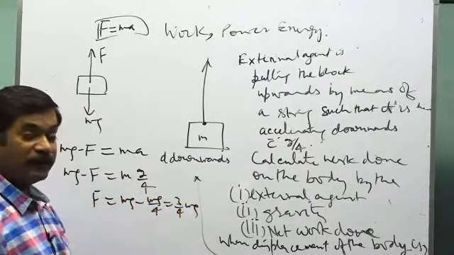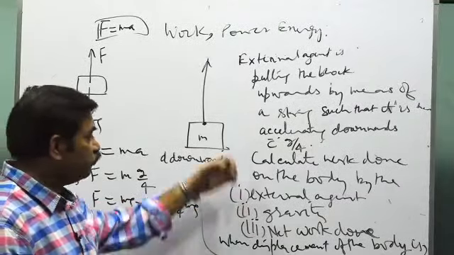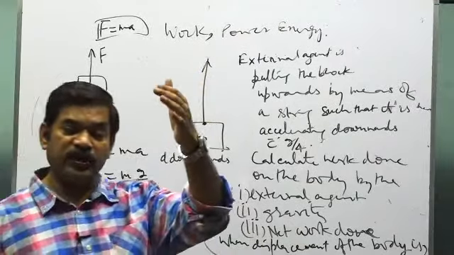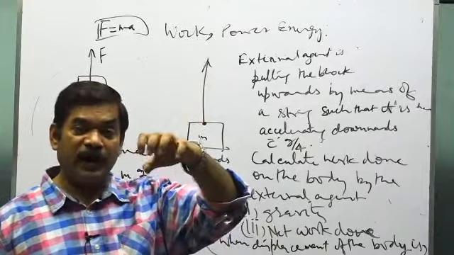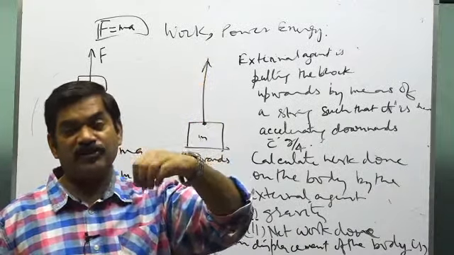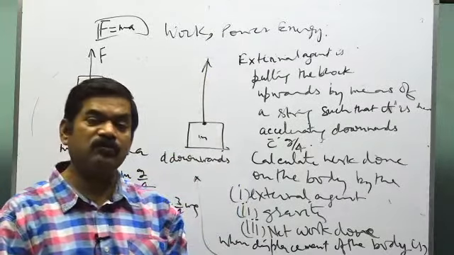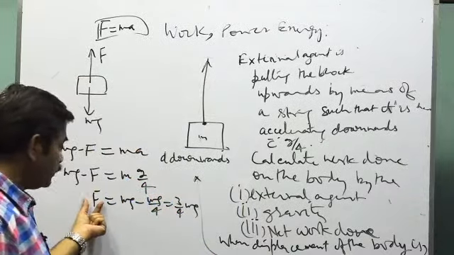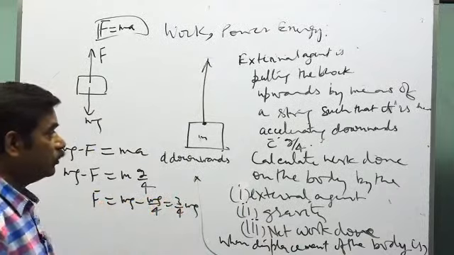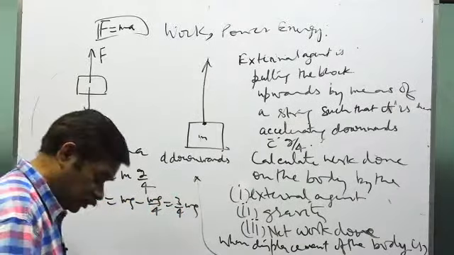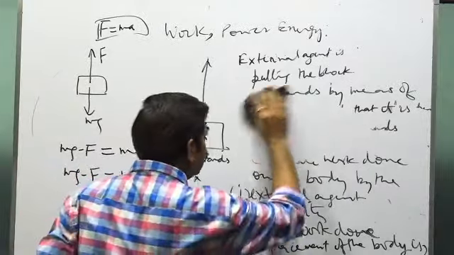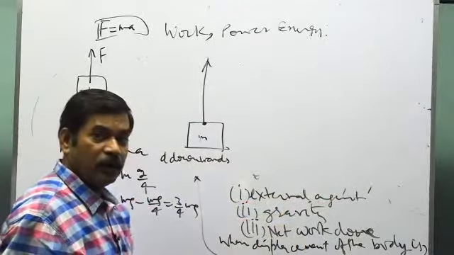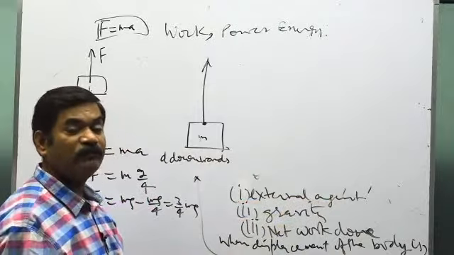So though the examiner had not given you the force being applied upwards, they had only told you that the body is accelerating downwards with g by 4. The force that we are applying is such that the body is accelerating downwards with acceleration g by 4. But now you calculated how much force is being exerted: 3 by 4 mg. Now we can calculate all the three parts because we know the force. We had to calculate the work done by the external agent, and unless we know the force exerted by the external agent, how can we calculate the work?